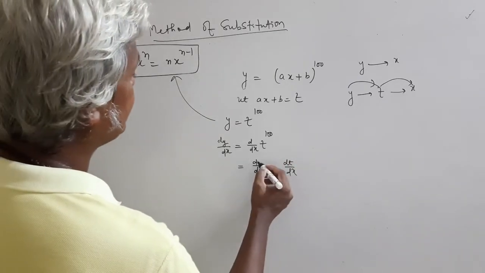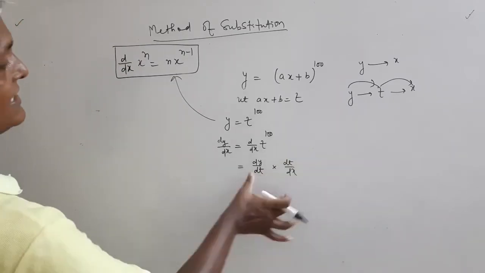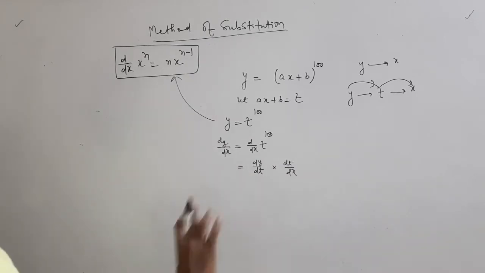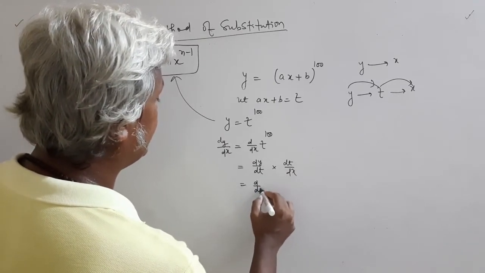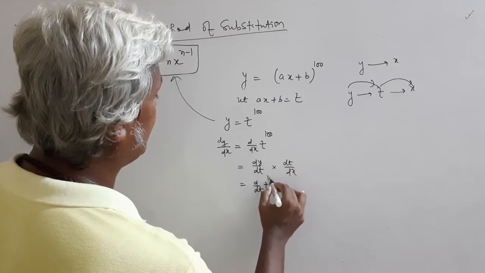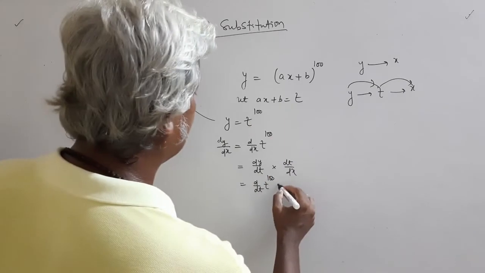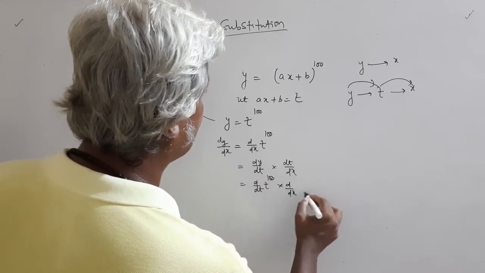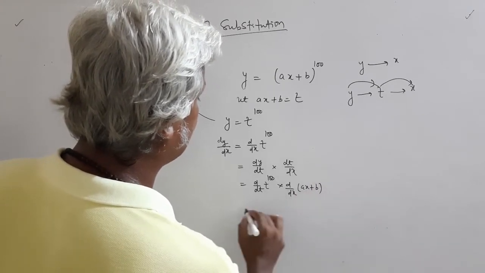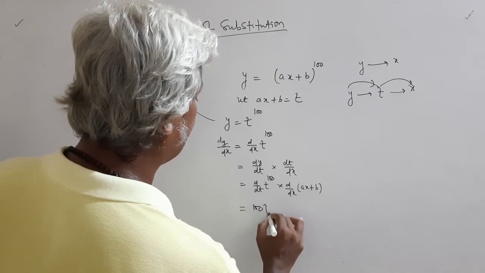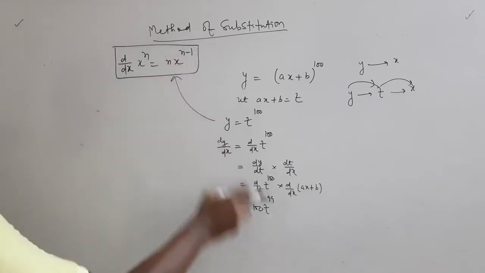So dy by dt into dt over dx. The dt cancels, and then you are having dy over dx. Now I write the values of y and t respectively. So d by dt, what is y? That is t to the power 100, because y is related to t like this, and then d by dx, and at the place of t you can write ax plus b. So this will become 100 t to the power 99, using this formula: 100 comes here, and then 100 minus 1 is 99.